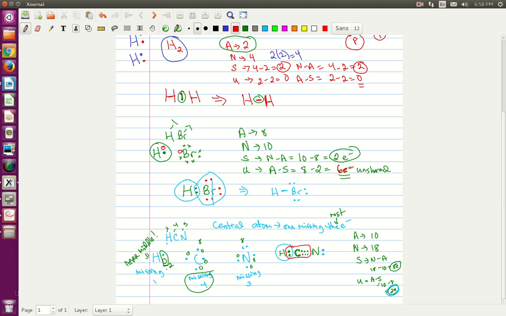And that's 2, 4, 6, 8. And what about nitrogen? Well, nitrogen gets to have the ones in the middle between it and carbon plus those blue on the outside. 2, 4, 6, 8. So everybody has what they want. Carbon has the octet, nitrogen has the octet, hydrogen has 2.